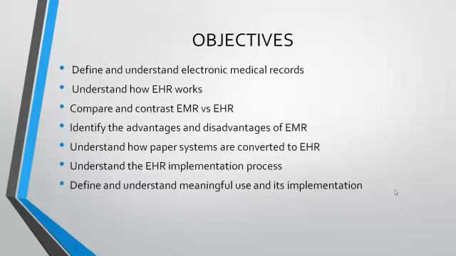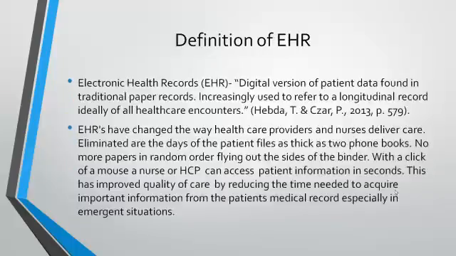Objectives: define and understand electronic medical records. Understand how electronic health records work. Compare and contrast EMR versus EHR. Identify the changes and disadvantages of EMR. Understand how paper systems are converted to EHR. Understand the EHR implementation process. Define and understand meaningful use and its implementation.